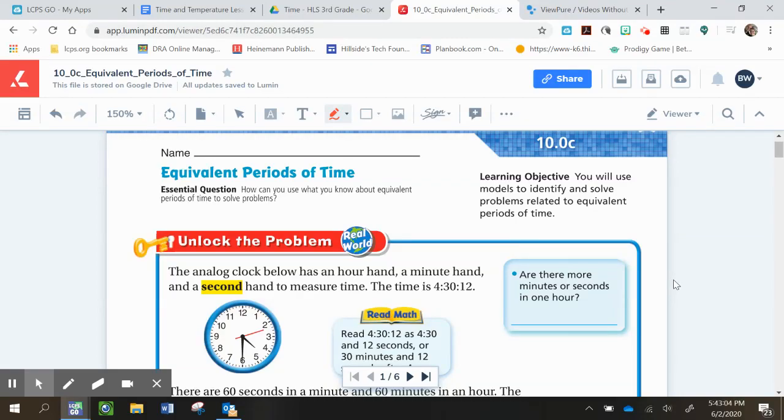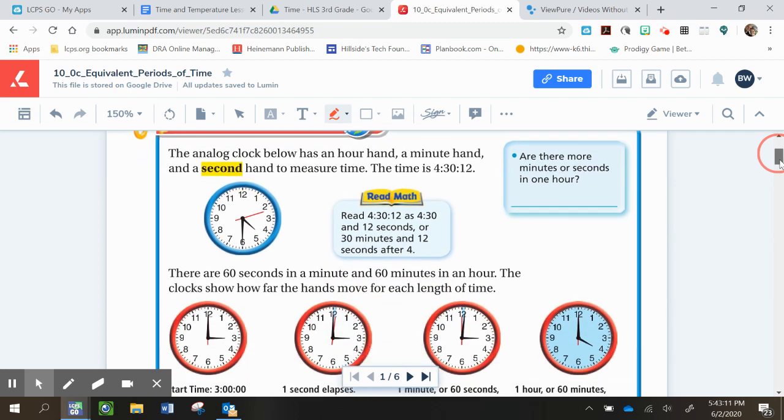Our second lesson for time is equivalent periods of time. So we're going to be comparing some time, and we're going to be using the analog clock. We know that the analog clock has an hour hand and a minute hand, but we also need to understand that it has a second hand to measure the time, and it's usually red. This time would be read out loud as 4:30 and 12 seconds, or 30 minutes and 12 seconds after 4.